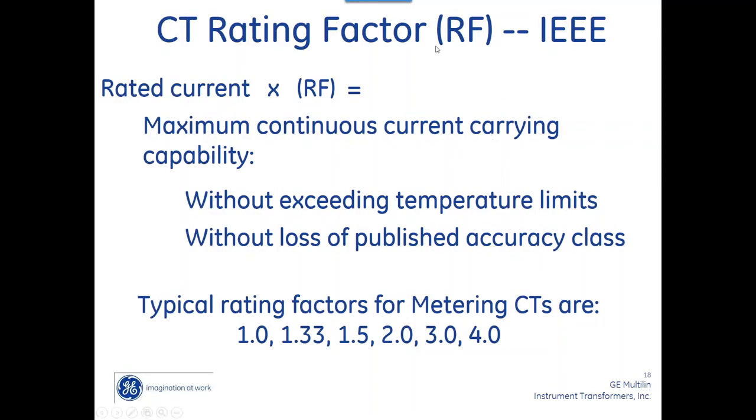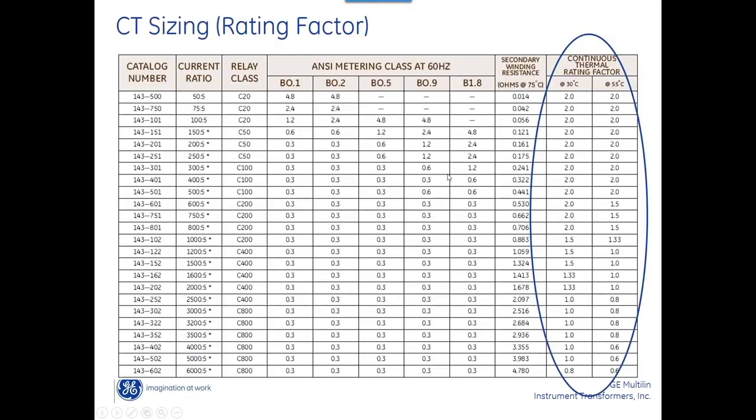Next thing is rating factor. So when I get into a metering CT, I start getting concerned, well, how much can I overload that CT without it burning up? That's the maximum continuous current you can carry. So you'll see commonly rating factors of 1, 2, or 4. And I'll actually show you what those look like. When you go to size it, this rating factor, the manufacturer will actually give it to you on the data sheet.